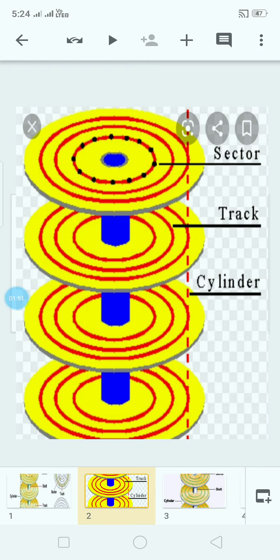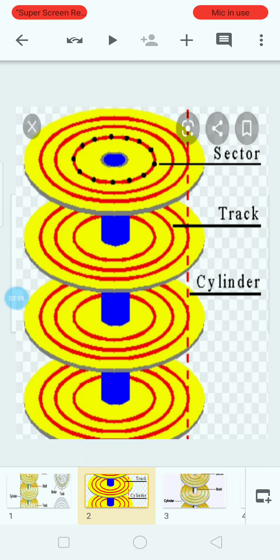Now, what do you mean by a track and cylinder? The circular area on a disk platter which can be accessed without moving the access arm of the drive is called track. Information is stored on a disk surface in concentric circles of small width, each having a distinct diameter. Each circle is called a track.